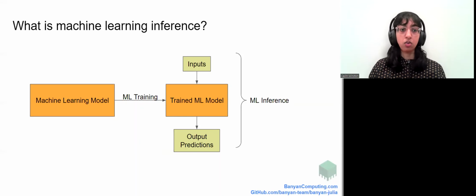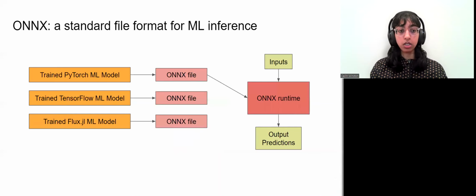There are many ways a machine learning model might have been trained, but often it was either trained in PyTorch or TensorFlow, or maybe Flux.jl. This is where ONNX comes in and is really useful. ONNX is a standard file format for machine learning models. No matter whether your model was trained and produced by TensorFlow or PyTorch or Flux.jl, you can export it as an ONNX file.